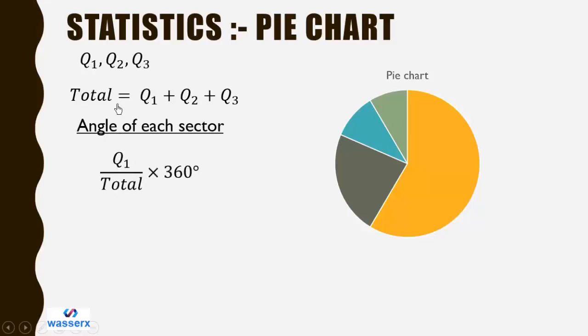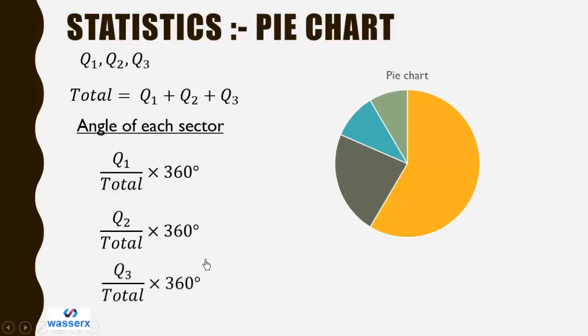So we find the ratio of the first quantity over the total times 360 degrees. Then likewise for all the quantities. Let us consider how we can represent information about quantities on a pie chart in more detail by solving some past questions.